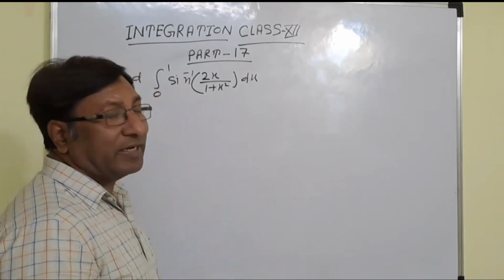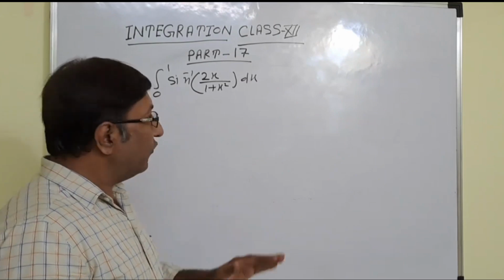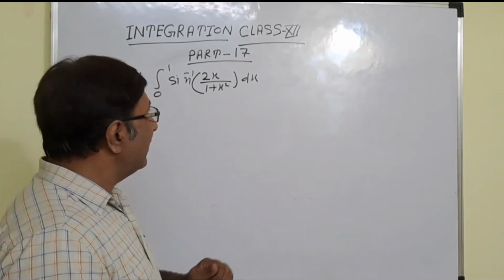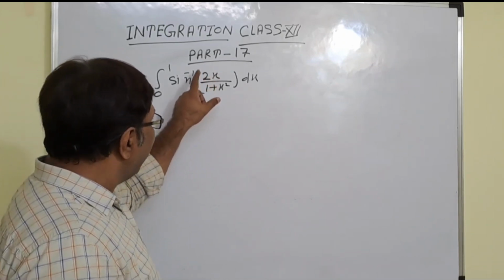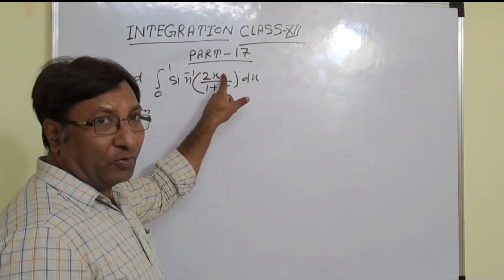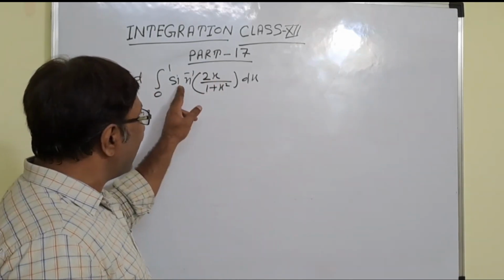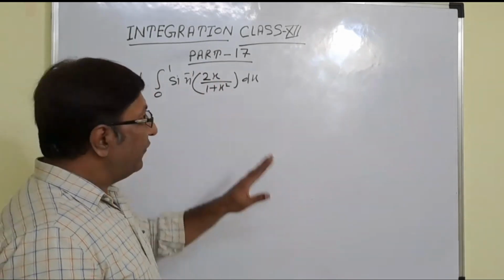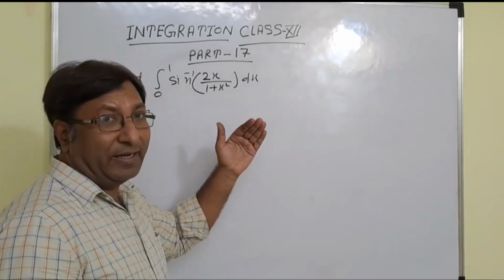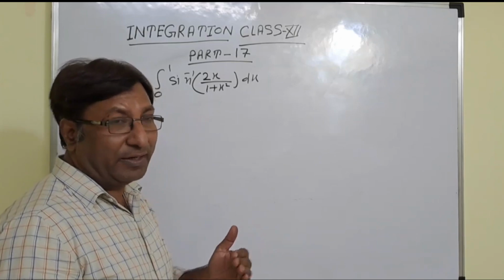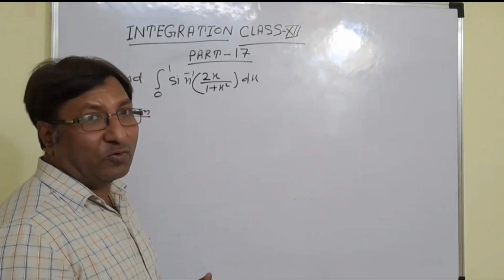Here the given function is what? Inverse. So when an inverse function is given, the simple technique is what? First you assume x equal to something, so that this expression, here sine inverse, changes into sine. If it is tan inverse, change into tan, because sine inverse of sine theta is what? Theta only.